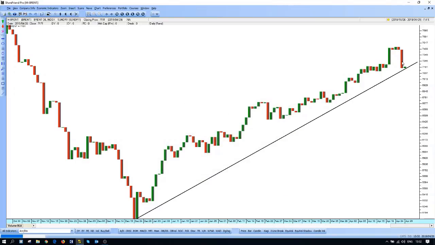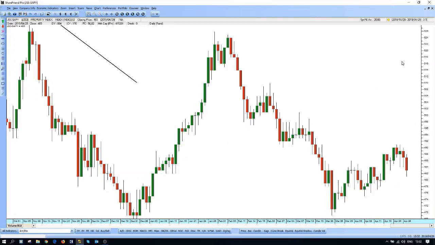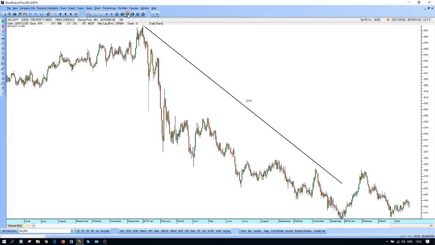It's called the SAPY, the SAPI index. And this is an index of the property shares on the JSE. I'm just going to put a bit more data on the screen. What I wanted to show you is 2018, which I've identified with this downward trend line. So that's the end of 2018, that's the beginning. During 2018, the property index in South Africa lost 25% of its value.